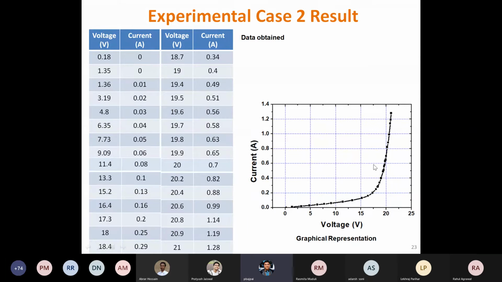Now, if you remember the equation which we have used, please remember this profile of the curve, right? What we have just received as a dark curve.